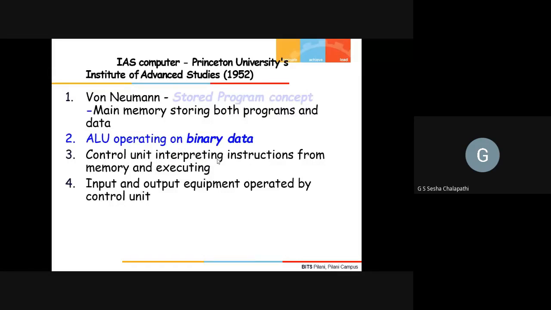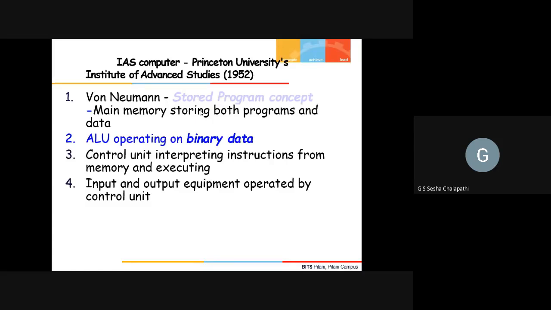And then after that, we started with the von Neumann computer. It used a main memory for storing both the programs as well as the data, and an ALU for operating on binary data. Here we started with binary data. ENIAC used to work with decimal; now this worked with binary data.